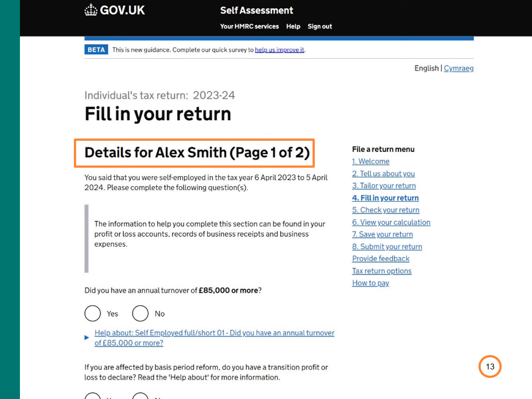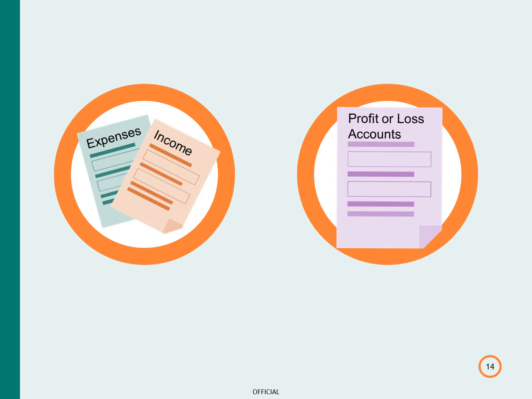This is the first page of the self-employment section. The name of the business is the name you provided when you tailored your return. If you don't have a business name, just use your own name. To fill in the details, you'll need records of your business receipts and expenses, or profit and loss accounts.